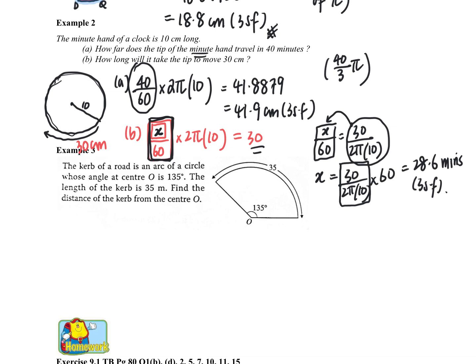circle whose angle at the center is 135. So when they draw the diagram for you, it's easy. The length of the curve is 35. Find the distance of the curve from the center. What are they asking you to find?